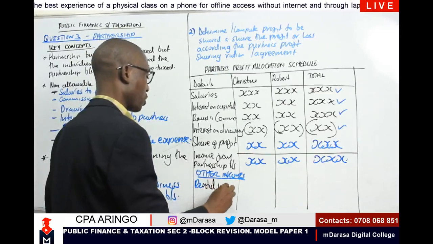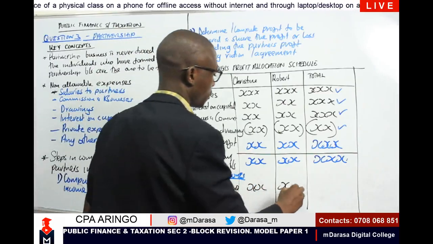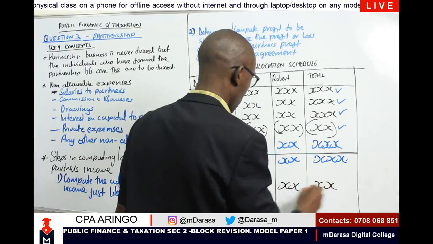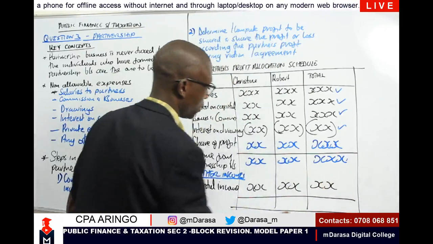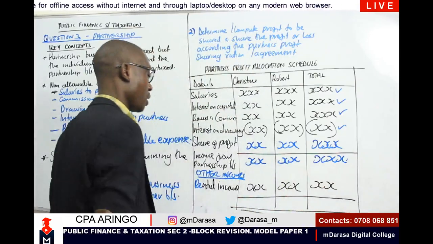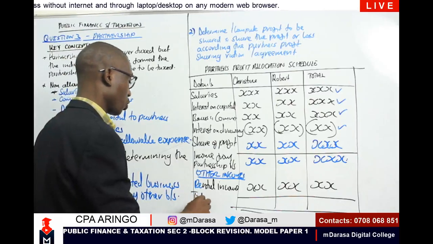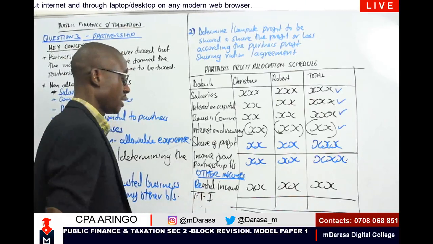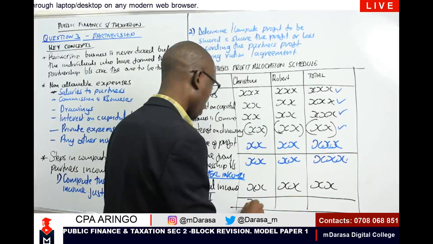So talk of your rental income at that point. Having our rental income and any other income that we'll be having, you're not limited to only rental income. So this should give us our total taxable income, TTI. Total taxable income is what I'll be having at that point.